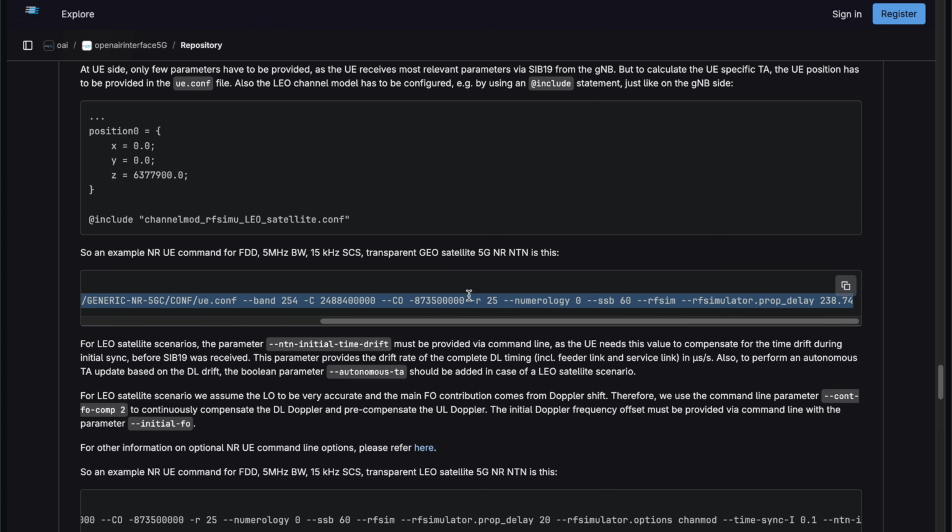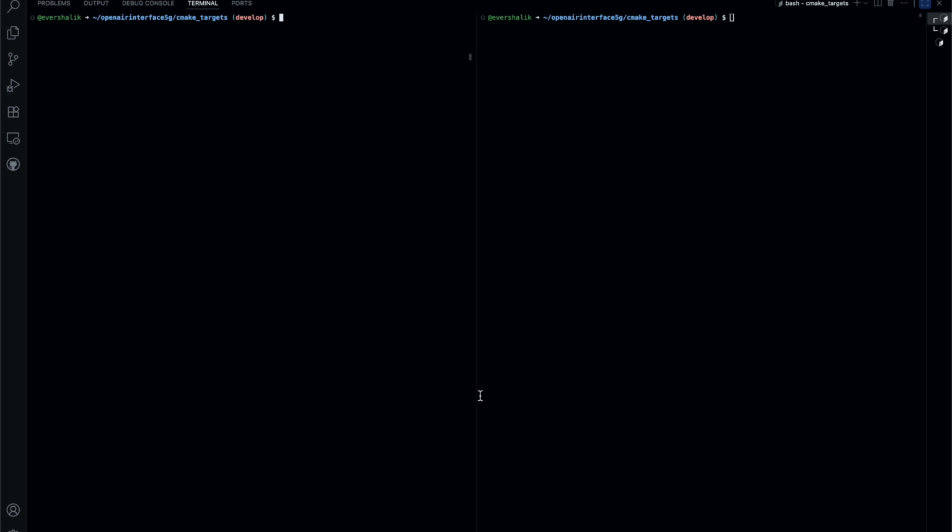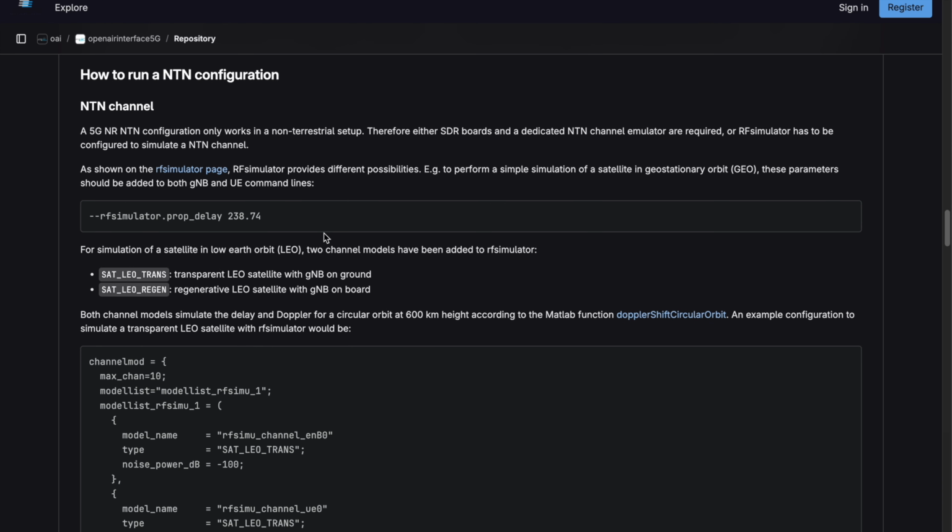Okay, so let's move to the terminal part for testing this overall setup, right? So this is my terminal, where on the left hand side I will be configuring the gNB and running it, and for the UE we'll be using this right hand side terminal. In my case, I've already built the OpenAirInterface, so I will start directly with the commands.